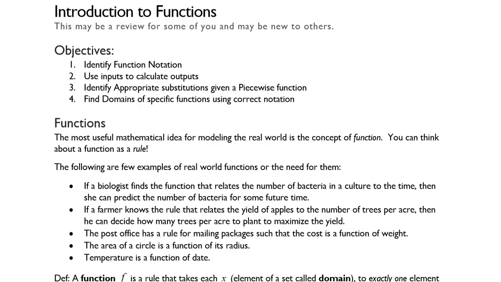Our objectives in this section are to identify function notation, use inputs to calculate outputs, identify appropriate substitutions given a piecewise function, and find domains of specific functions using correct notation. So, if there's one thing you take away from this video, there's a lot of information around notation.